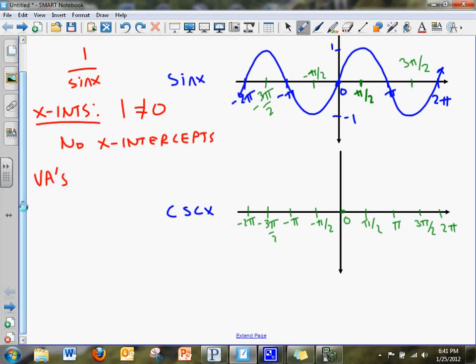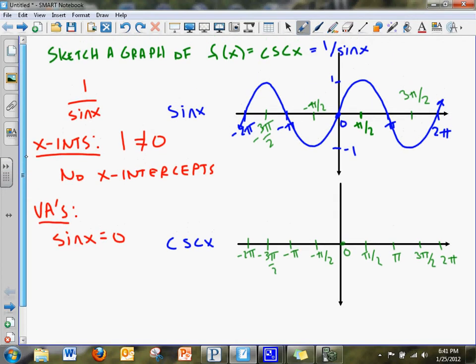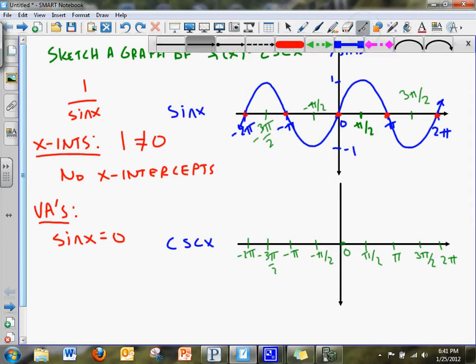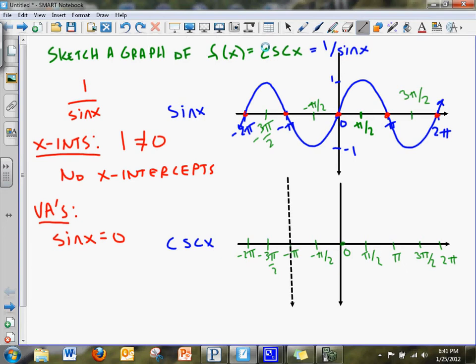Vertical asymptotes, that's when the bottom is equal to 0. So whenever sine of x is equal to 0, there's going to be a vertical asymptote for cosecant. So these x-intercepts for sine are straight below. That's where there's one at 0, one at pi, and 2 pi, and then one at negative 2 pi.